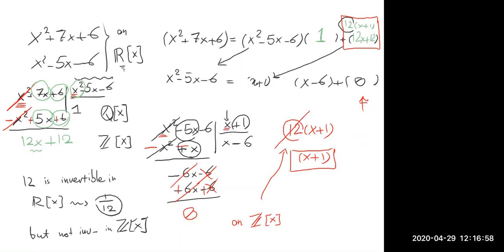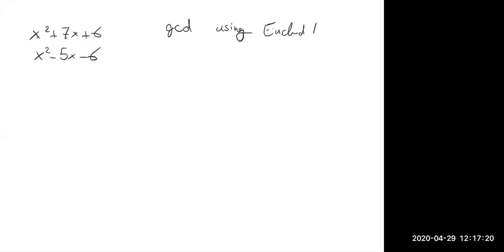Let's now solve the same problem: x squared plus 7x plus 6 and x squared minus 5x minus 6. Compute the greatest common divisor using the Euclidean algorithm, but over Z[x]. Now suppose these are polynomials in Z[x]. Think about this problem for a few minutes and then I would solve it.